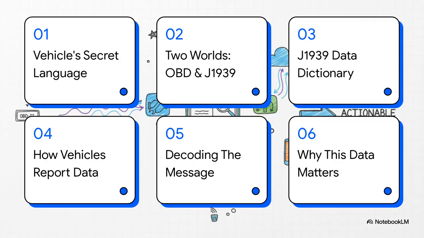All right, here's our roadmap for today. First, we'll talk about the vehicle's secret language. Then, we'll dive into the two big data standards, OBD and J1939. After that, we'll learn how to read the data dictionary, see how all these messages get packaged up, and then figure out how to decode them. And finally, we'll bring it all home and talk about why this stuff really matters.